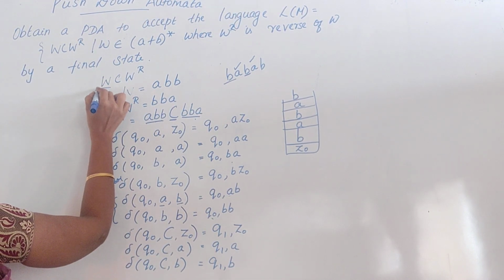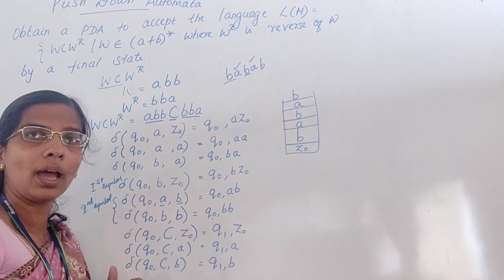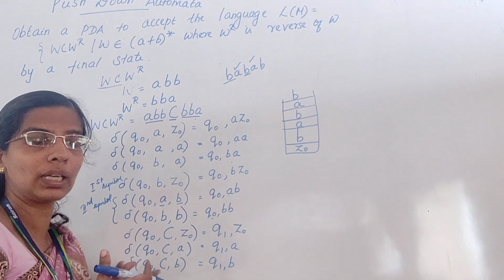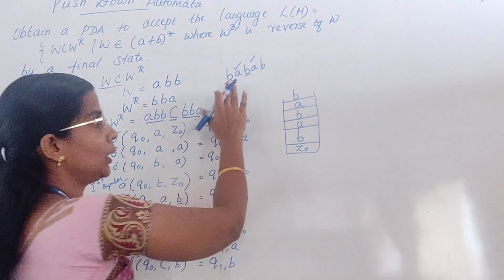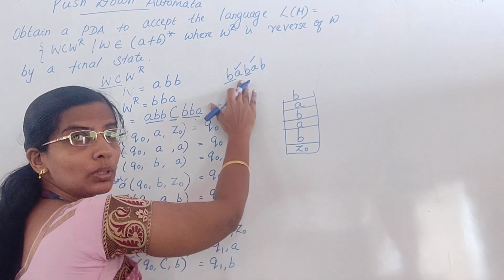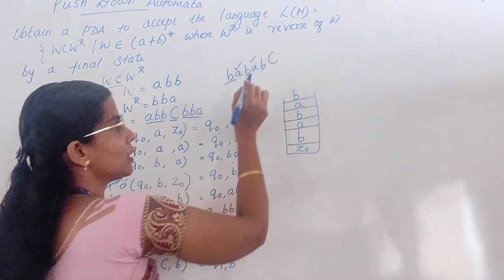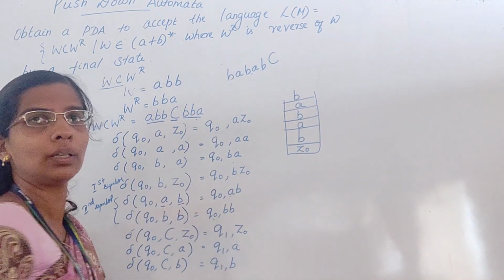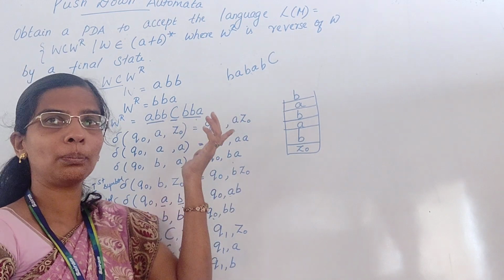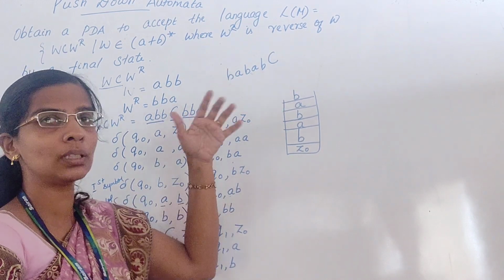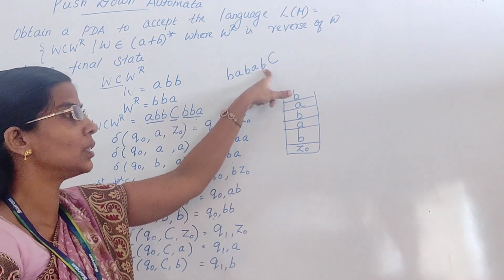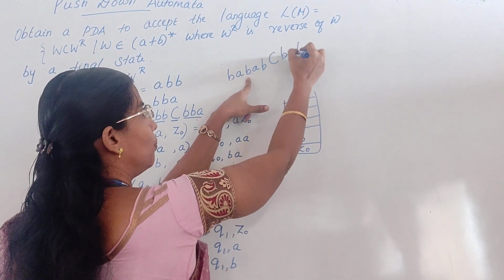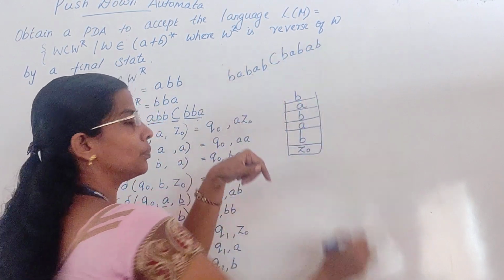In WCWR, W is over, C is over, and next is reverse of W. We'll use the same string. How will you write reverse of W? If this is your W, reverse of W means I have to reverse this string. Reversing is what? Start writing from the end, which is your last symbol B. This B you write first, then A, B, A, B.